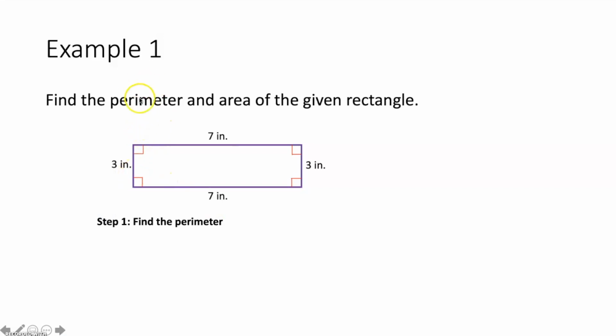So now all you have to do to find the perimeter of this rectangle, or any polygon for that matter, is just add up all of these side lengths. When we do that, we end up getting a perimeter of 20 inches.